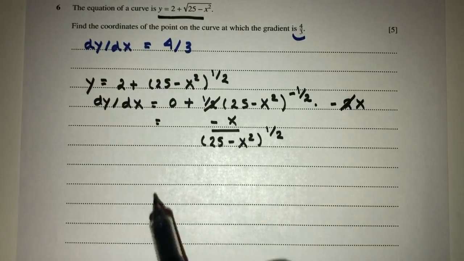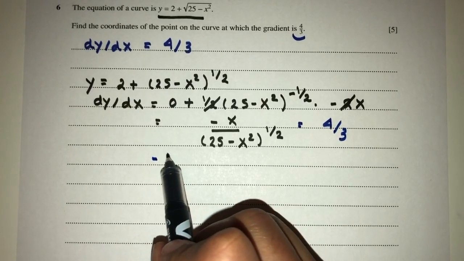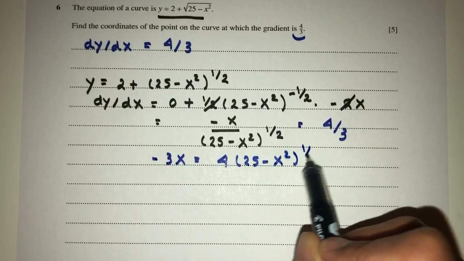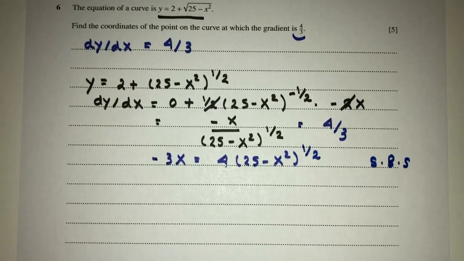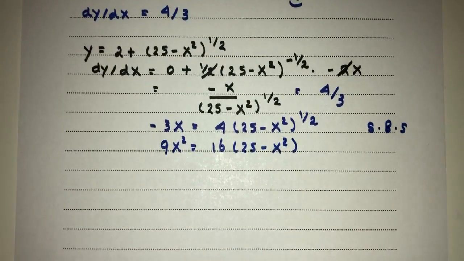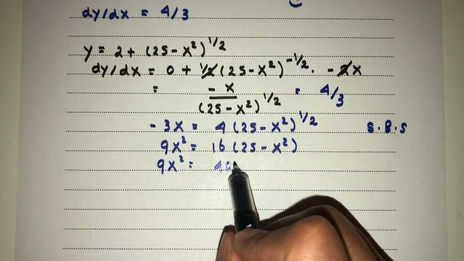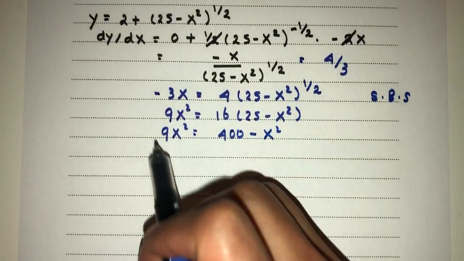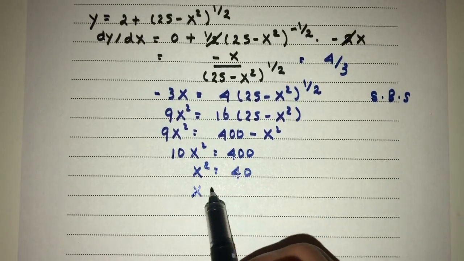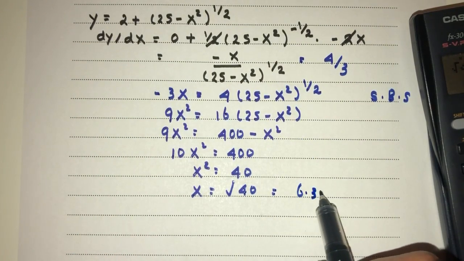Right. Now we want to find the value of x when dy by dx is equal to 4 over 3. So cross multiply, you will have minus 3x is equal to 4 times 25 minus x squared power half. So let's square both sides. You'll have 9x squared equals 16 times 25 minus x squared. So 9x squared equal to, what is 16 times 25? That should be 400 minus 16x squared. We send this over here, you will have 25x squared, that will be 400. X squared will be 40, x will be root of 40. So root of 40 will give you the value of 6.32, correct to 3SF.